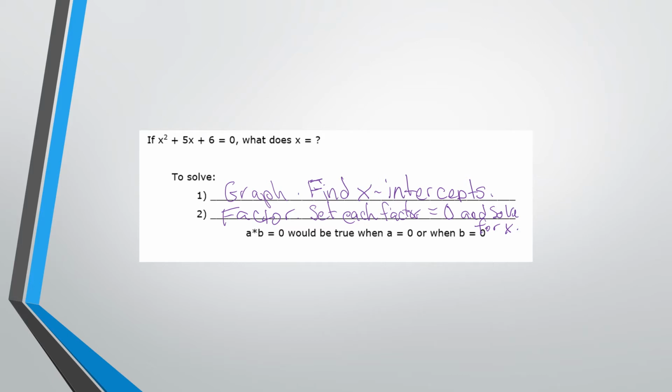So we know that if we get two factors, two things that multiply together that equal 0, a times b equals 0 is true if either a is 0 or if b is 0. 0 times b would be 0, or a times 0 would be 0. So if either one of them is 0, then the statement would be true.